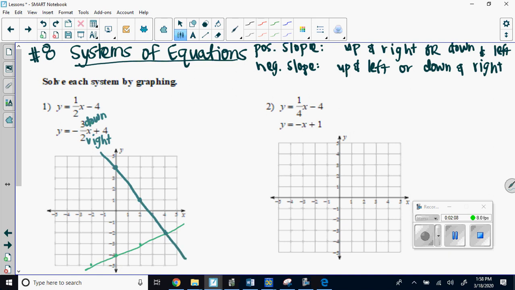The whole reason we do this is to figure out where the 2 lines cross. When you write the ordered pair, remember it's x and then y. The first number is left and right, the second number is up and down. To get to the point where the green and blue line cross, we have to go right 4, down 2.